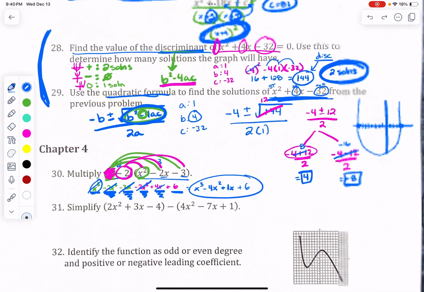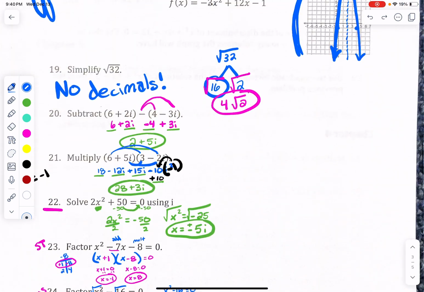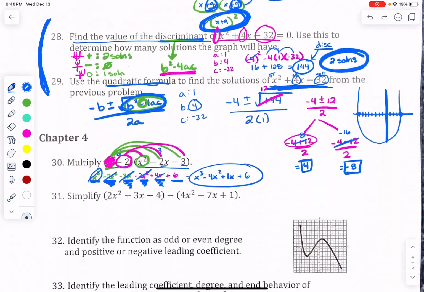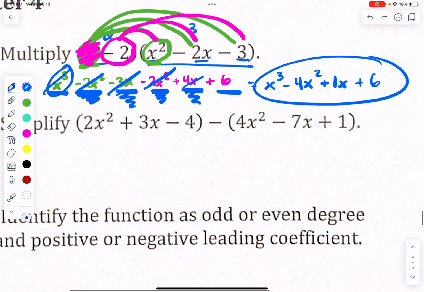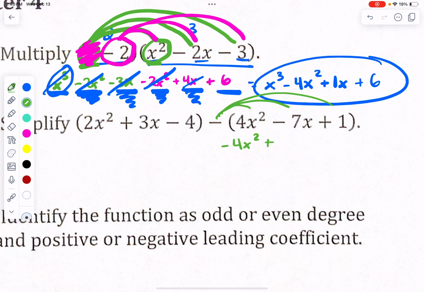Have we done one like this yet? Or we're just subtracting? Yeah, right here, number 20. We subtract. This problem is like basically identical to this problem. You're just subtracting. So I said before, we just distribute the negative through. Okay, so this 4x squared is going to become negative 4x squared. The 7x is going to become positive 7x, and that's going to become minus 1.